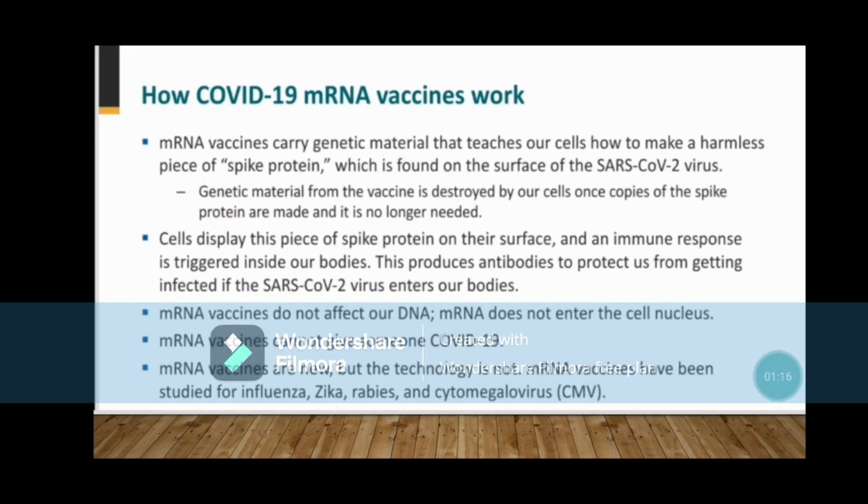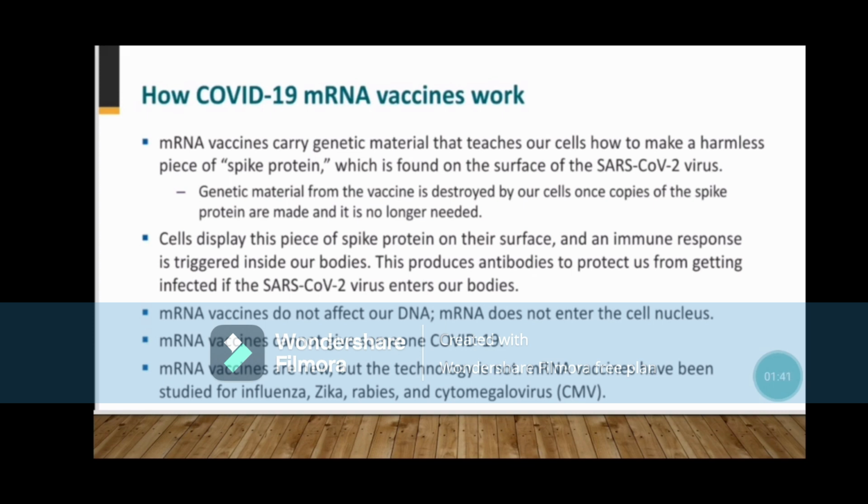How COVID-19 mRNA vaccines work. As we have got enough information about how the vaccines were made, what was the process, what are mRNA techniques, what are the technologies, now we will talk about COVID-19 mRNA vaccines working. mRNA vaccines carry genetic material that teaches our cells how to make a harmless piece of spike protein, which is found on the surface of the SARS-CoV-2 virus.